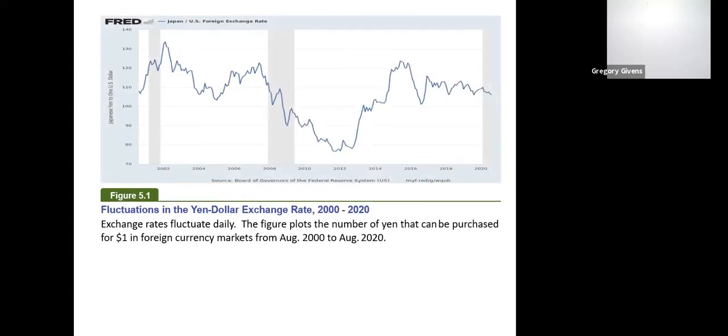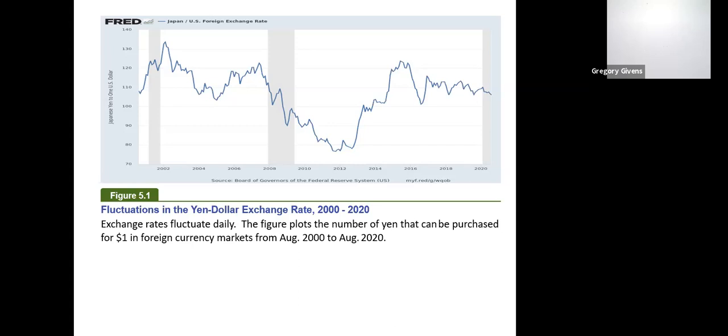Exchange rates fluctuate every single day, every single minute, really, okay? What figure 5.1 shows you here is the dollar-yen exchange rate from, what are the dates here? From August of 2000, I think, to August of 2020. So a 20-year period here. Now, again, to be clear, I got this information, by the way, from the FRED website, St. Louis. The exchange rate here is represented in Japanese yen per US dollar. So exactly the way we've defined it in this class, okay?